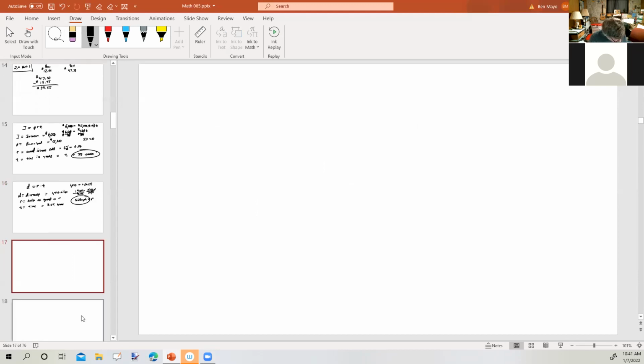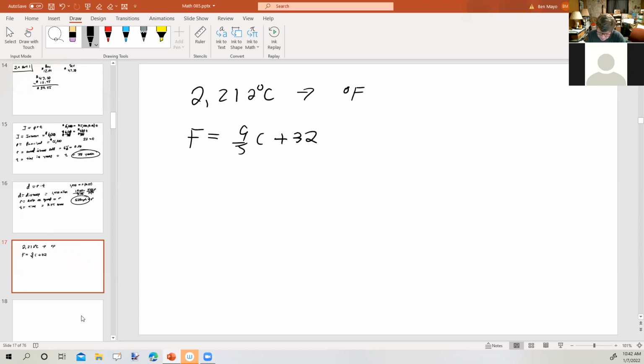Here's another question. It says, metallurgy. Change 2,212 degrees Celsius, the temperature at which silver boils, to degrees Fahrenheit. Okay, so we want to change from Celsius to Fahrenheit. It says round to the nearest degree. The formula for that is Fahrenheit equals 9/5 C plus 32.